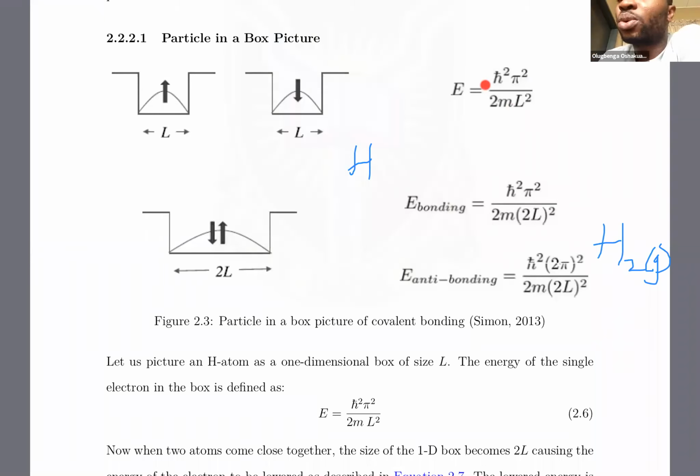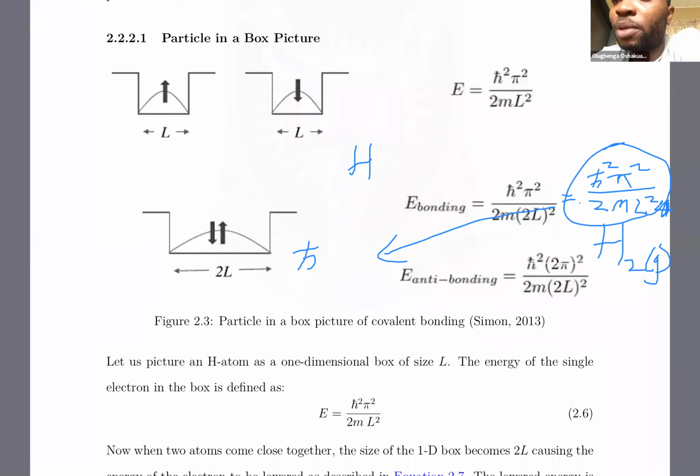But when the two atoms come together, they form a bigger box of dimension 2L. For that reason, the L in this particular equation is now replaced by 2L. So when you work this out, you should get h bar squared pi squared over 2mL squared, then times the 2 squared, divided by 4 again there. So when you work this further, this should be something like h bar squared pi squared all over 8mL squared.